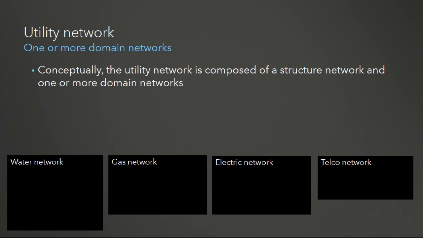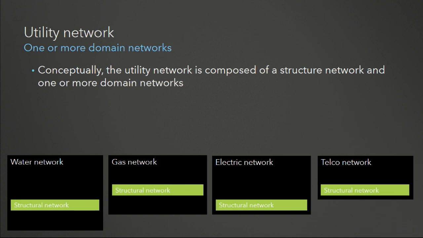Okay, a utility network consists of one or more domain networks. You can see we have 4 different domains here: telco, electric, gas, water. Everything has a structural network. Every domain network inside a utility network has a structural network.